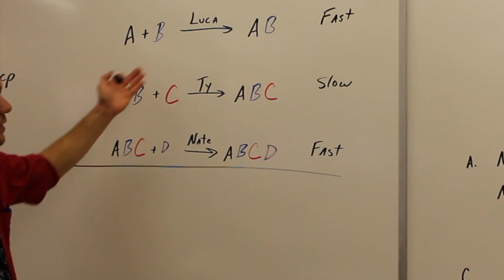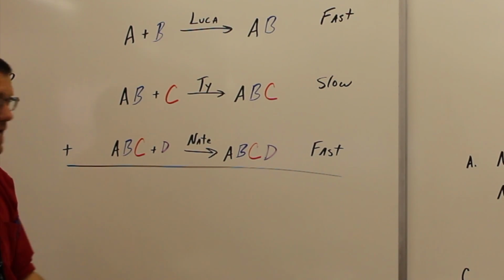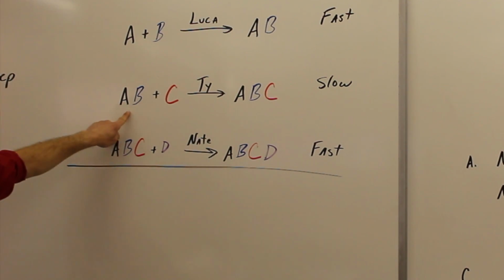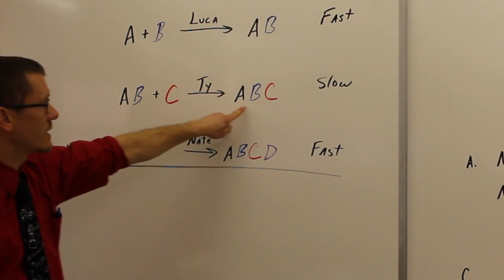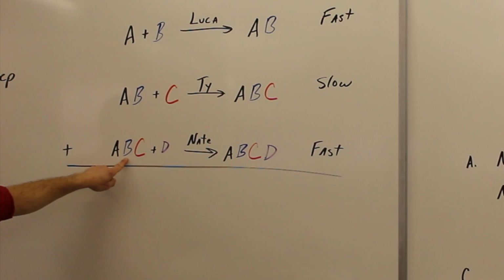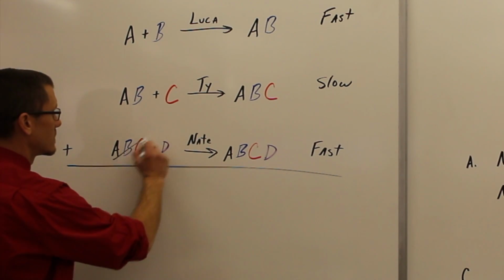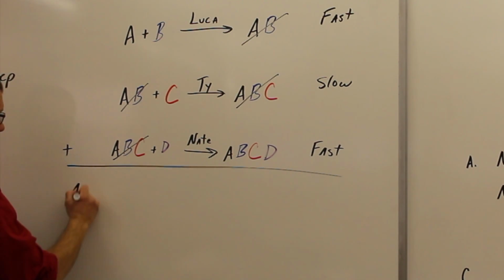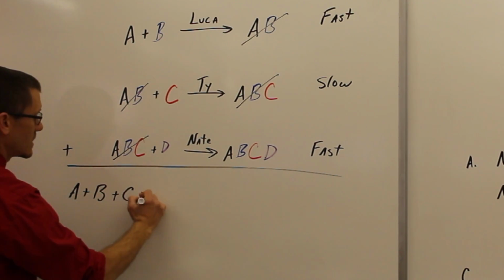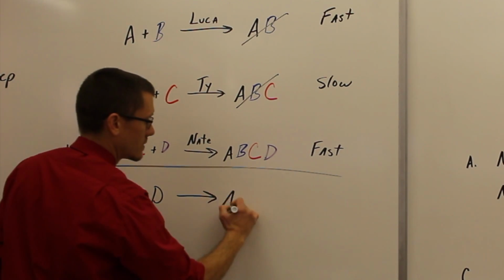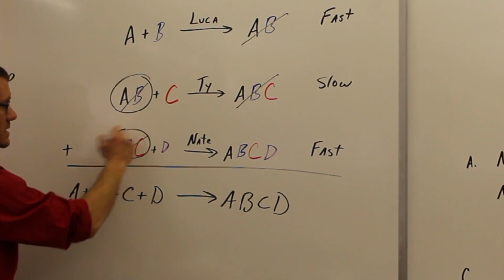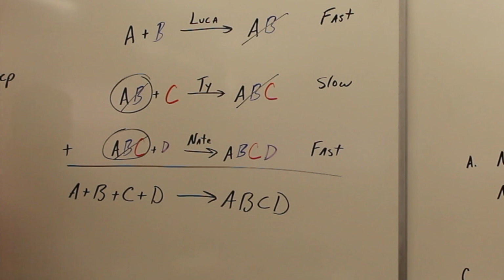So first of all, we're going to cross off intermediates and write the overall reaction. Luca created AB, which was then consumed in this step. Ty created ABC, which was then consumed in this step. So those are all known as intermediates. And our overall reaction becomes A plus B plus C plus D yields ABCD. So that's overall what's going on. These substances aren't seen down here. They're known as your intermediates.